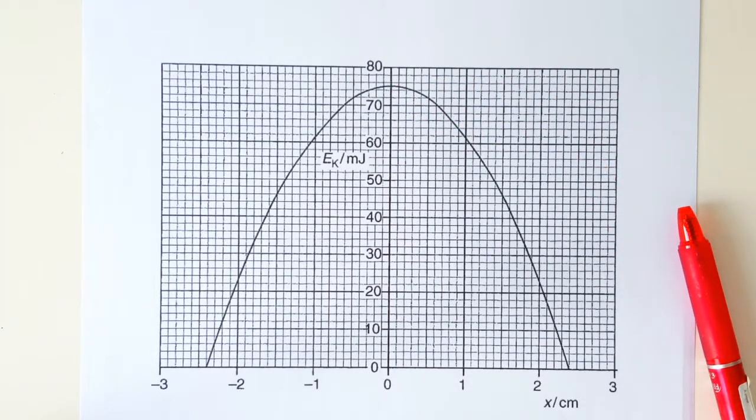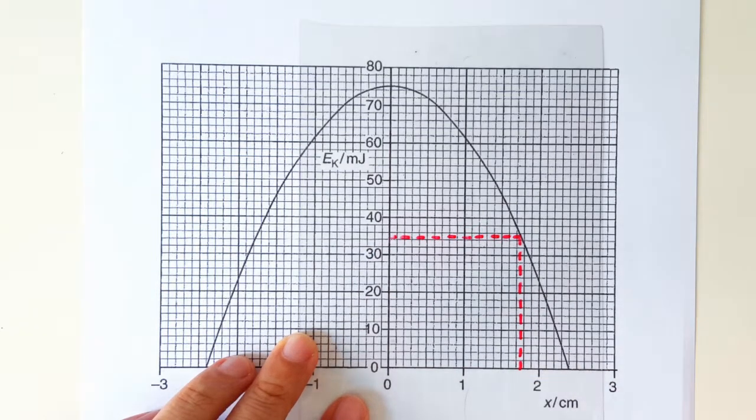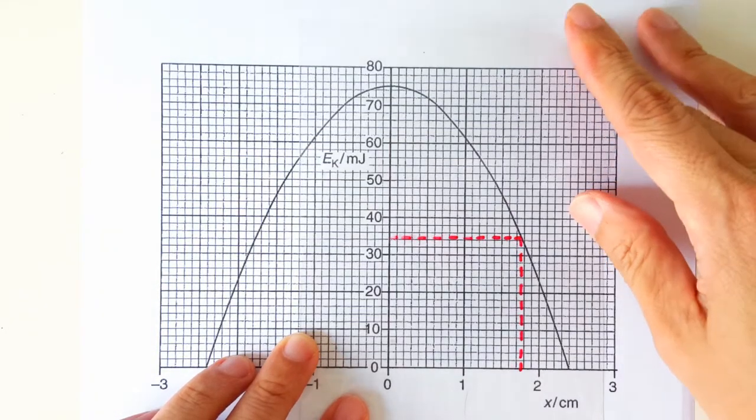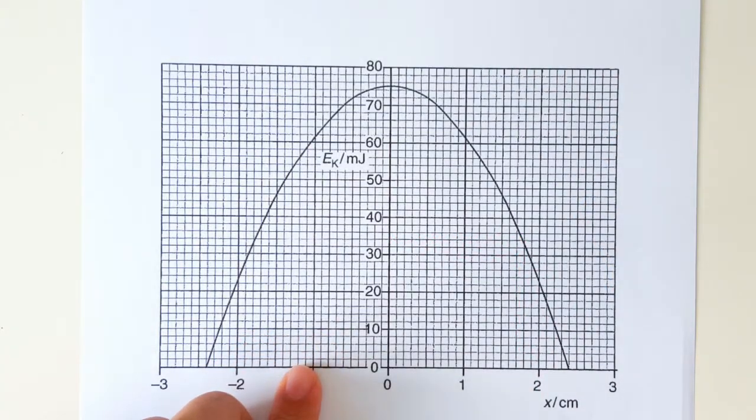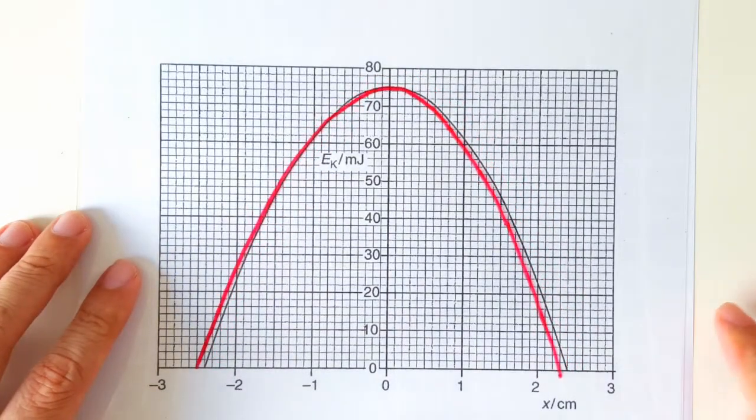Unfortunately, what many students do with this number is to read off this original graph at 35 millijoules, and they get a wrong answer of 1.75. So we've got to think through it carefully, how the KE graph would change if its maximum KE is reduced by 40 millijoules. So this is the original KE graph.